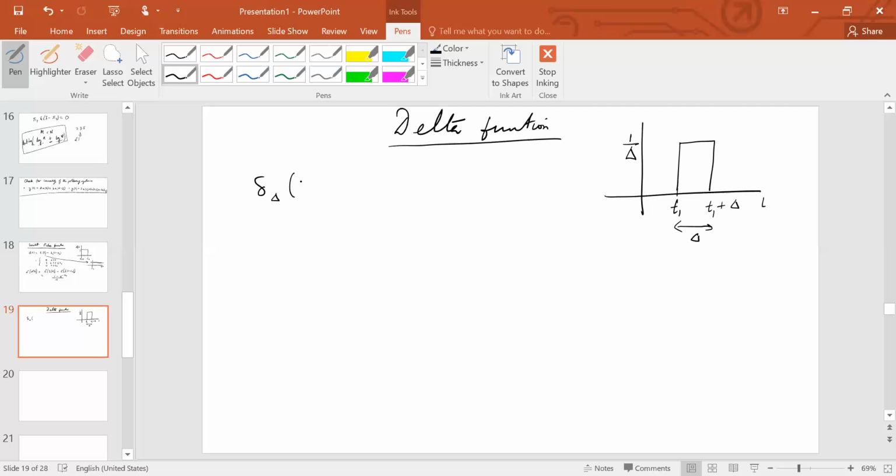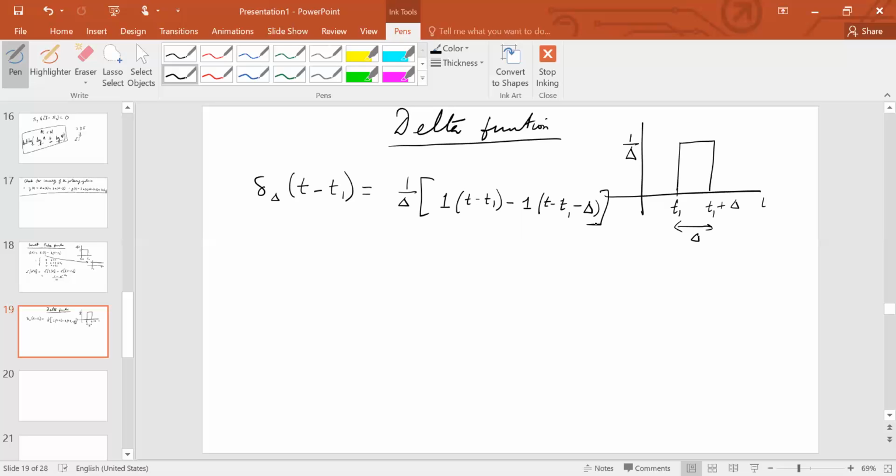So T minus T1 is equal to, now that you already know from the previous slide how we have defined this, this should seem very familiar to you now. So what is this? This is nothing but 1 times T minus T1, minus the unit step starting at T minus T1 minus delta.